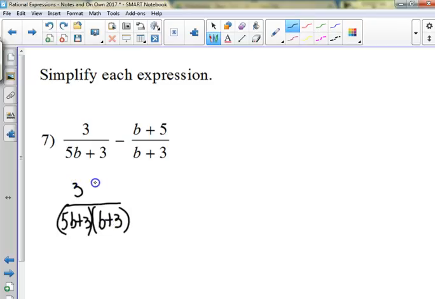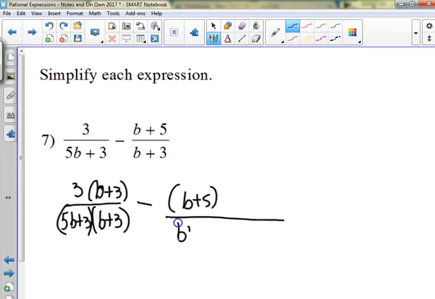So this is going to multiply on the top of 3 times ab plus 3. Minus, and I'm just going to leave it a minus for a minute, b plus 5, b plus 3. What do we need to multiply by? 5b plus 3. All right.